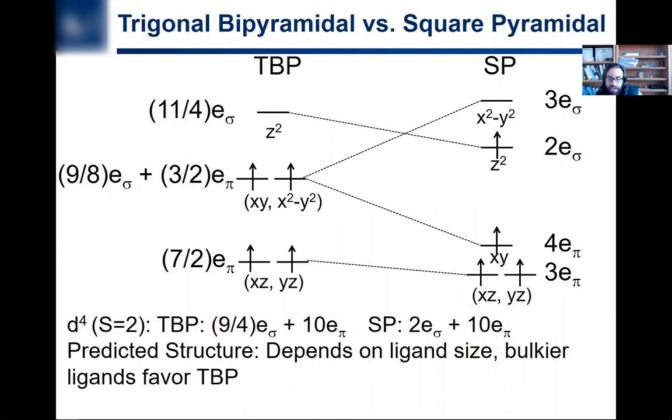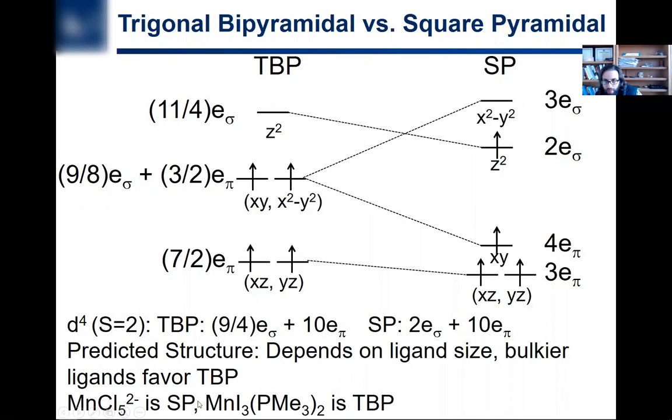And so now it's not going to depend upon the pi donating or pi accepting ability, but actually on the ligand size. If you have a very big ligand, that's going to favor the sterically preferred geometry where you can spread things out, like VSEPR says. So bulkier ligands will favor TBP. But if you have very small ligands, that 1/4 e sigma might make enough difference to make you square pyramidal, okay? And indeed, this is borne out by experiment. When you have small ligands like chloride, that's square pyramidal. But if you have bigger ligands like phosphine, that is trigonal bipyramidal.